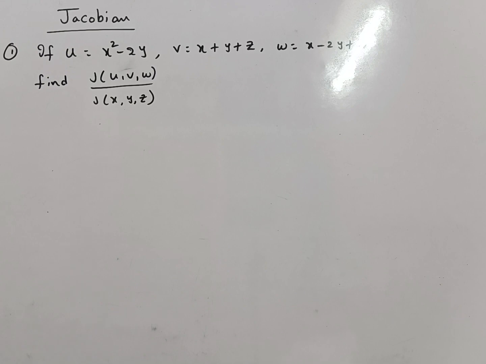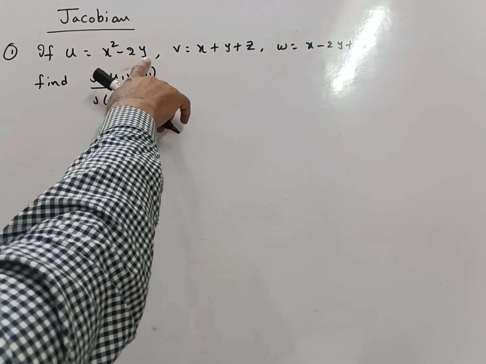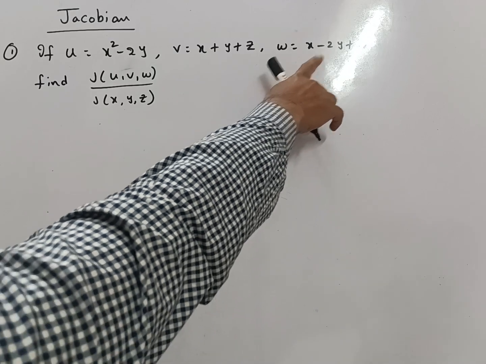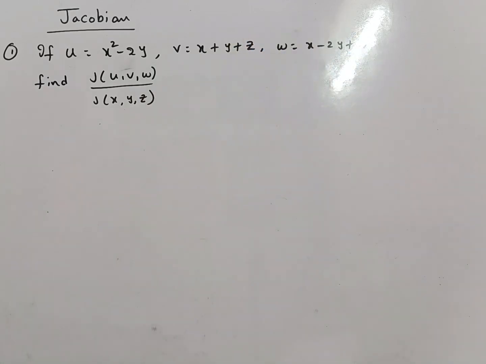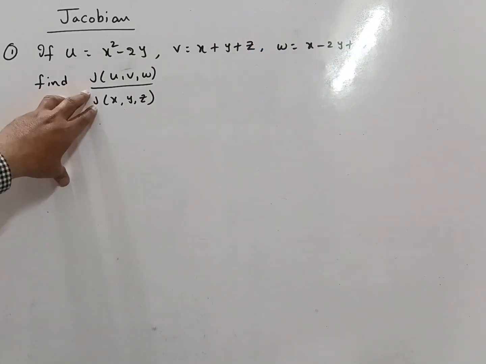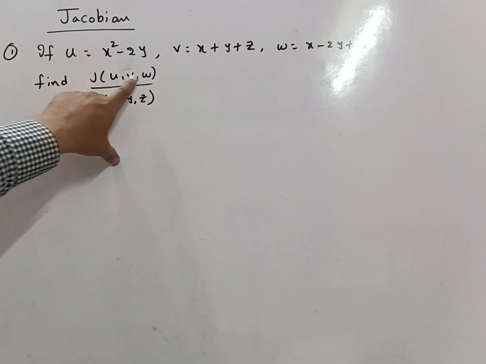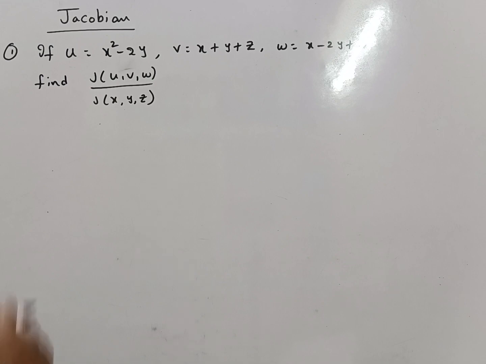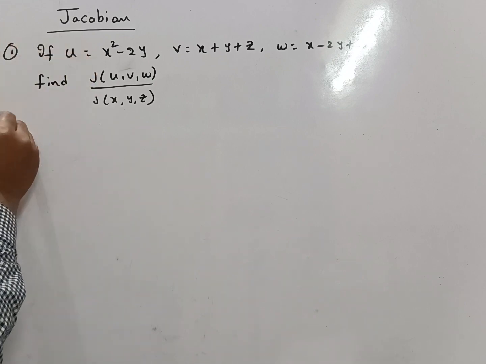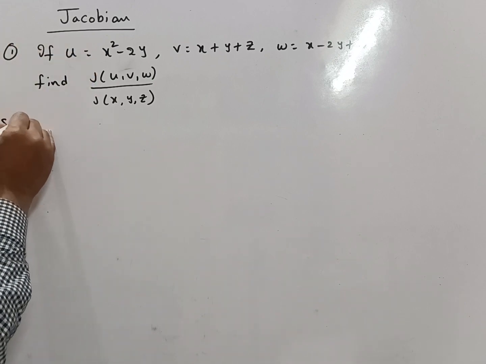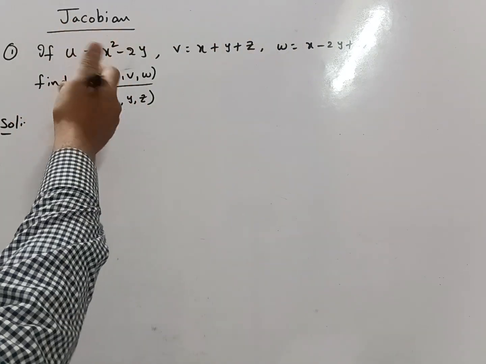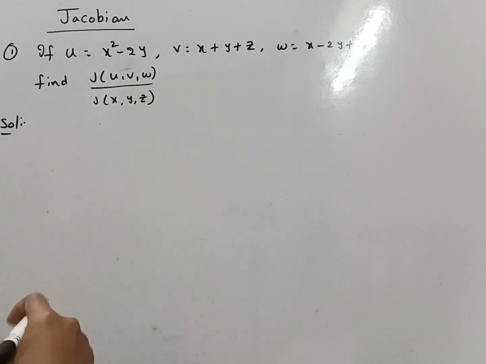First problem: if u is equal to x square minus 2y, v is equal to x plus y plus z, and w is equal to x minus 2y plus 3z, then find the Jacobian, find dou of u comma v comma w by dou of x comma y comma z. Okay, all these problems come under partial derivatives only. So what do we do here? First of all, we write the given. Write whatever is given neatly in the exam.